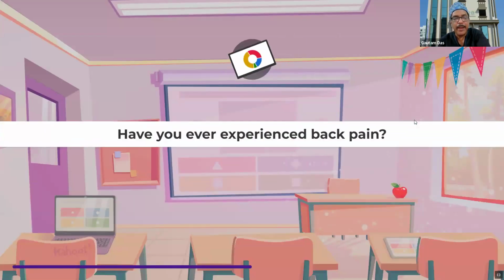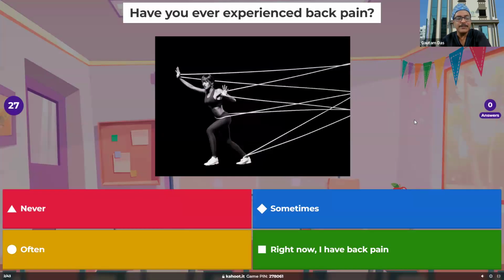Poll. Have you ever experienced back pain? If it is never, put never. If sometimes, put sometimes. If it is often, put often. And right now, if you are having back pain, you put that on right now, you are having back pain. This is a small survey to understand how common back pain is.